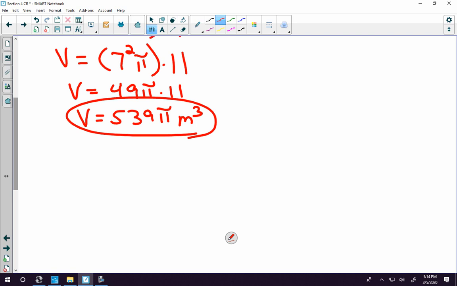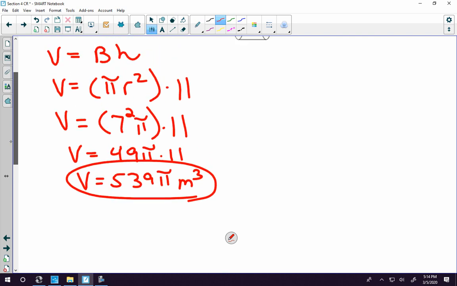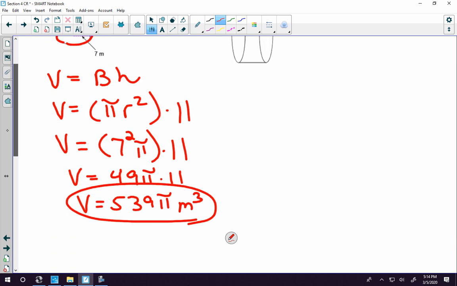539 pi cubic meters. Remember, if you're ever using an answer key attached to one of these worksheets, most likely the answers are not in terms of pi, so you would check your answer here by taking 539 and multiplying it by 3.14, which will give you the approximate answer if it is not in terms of pi.